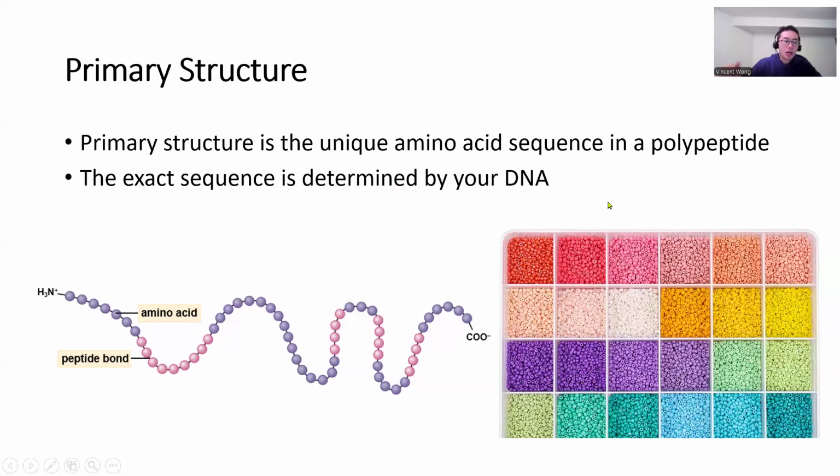Okay. Now, these are not random. Which amino acids you put together is going to be determined by your DNA. Right? So your genetic code actually contains the instruction for building all the proteins in your body. All right, and we're going to learn more about that later on in lecture 7, I think. So that's primary structure.